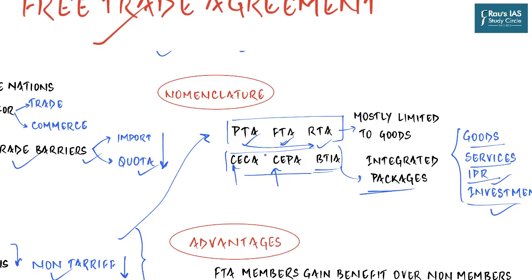So there is no clear-cut official designation from the government of India as to how these will vary, but when a name includes CECA or BTIA, you must understand that these two countries are negotiating not just for goods but also for access to each other's services, IPR protection and investment protection. Whereas when two countries think of negotiating whatever has been written in the first row, their agreement is just limited to the access and exchange of goods.